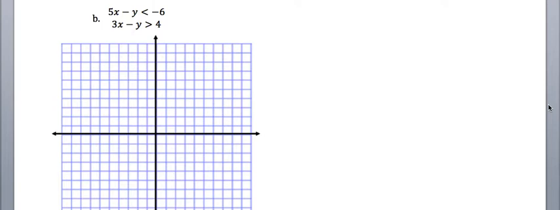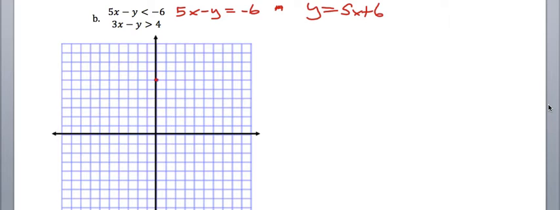Okay, so for this one, I'm going to use red for my first one this time. We have 5x minus y equals negative 6. You have a whole lot of different choices here. You could make a table of values, or you could transform it into slope-intercept form. I'm going to transform this into slope-intercept form. I'm going to add y and add 6 to both sides. That gives me y equals 5x plus 6. That's much easier to graph.